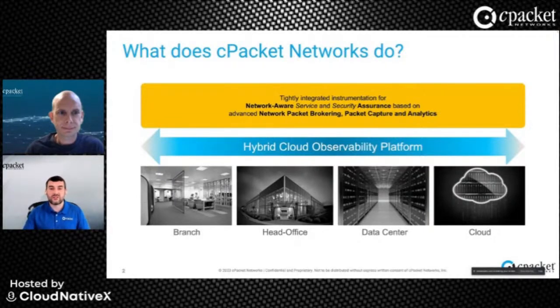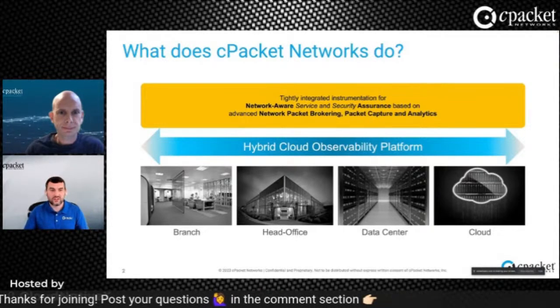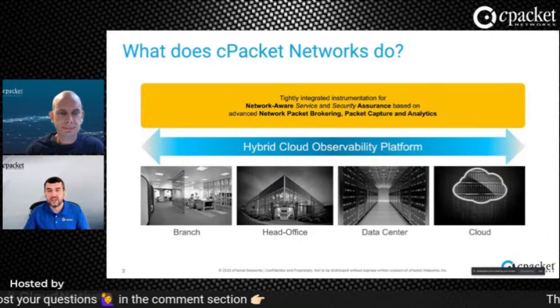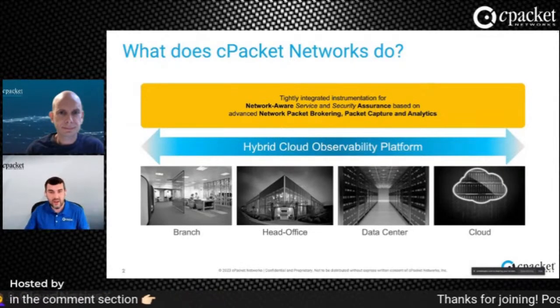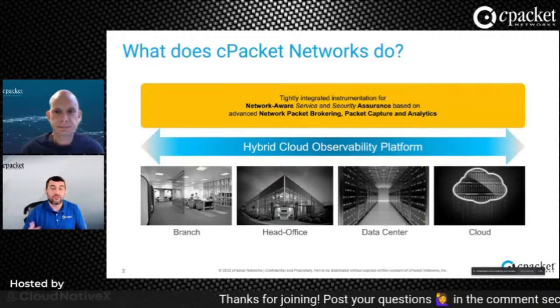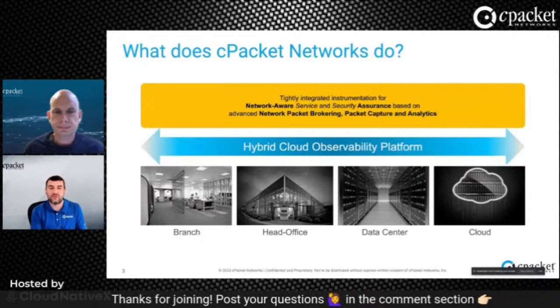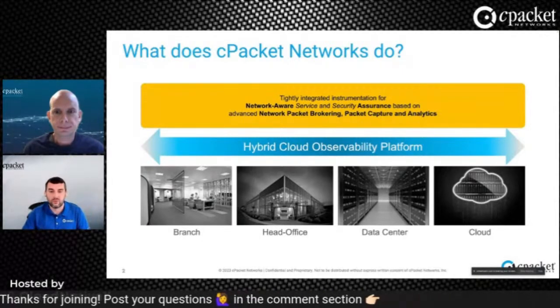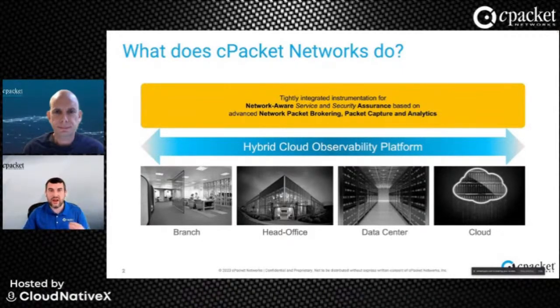cPacket Networks is all about providing hybrid cloud observability for your enterprise. So you see along the bottom there, whether it's a branch, a head office, a data center, cloud, or even a virtualized hypervisor type environment, the cCloud solution and really the cPacket line of products gives you this observability into these different regions. We provide advanced network packet brokering, packet capture and analytics, and wrapping all of that up with a single pane of glass management platform with our cClearV platform.